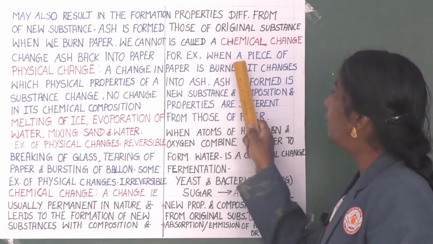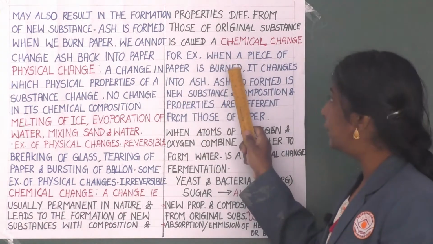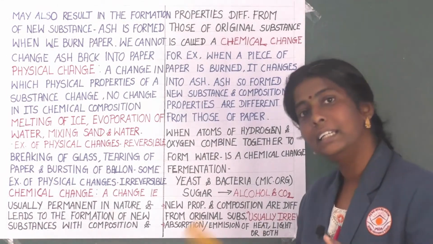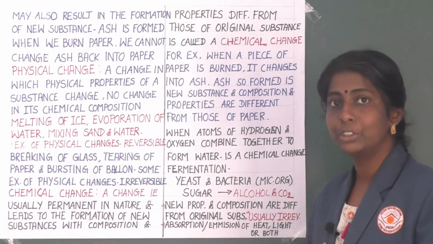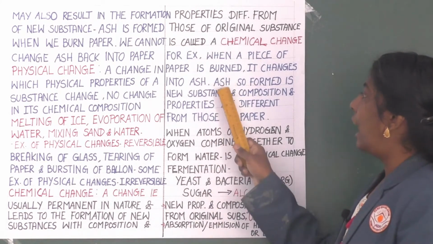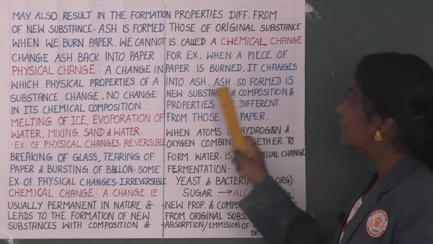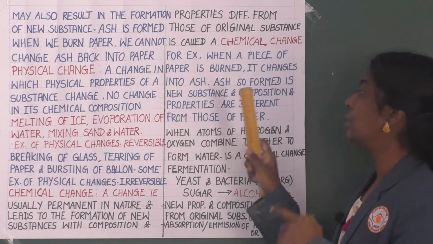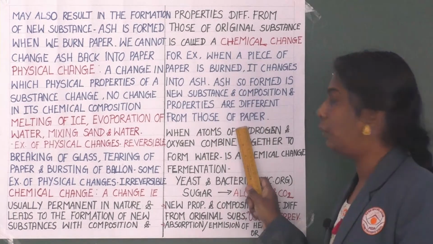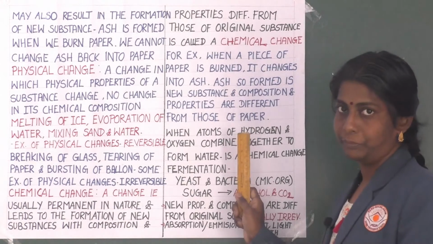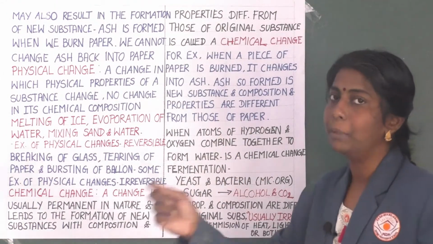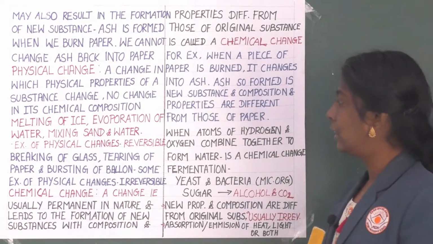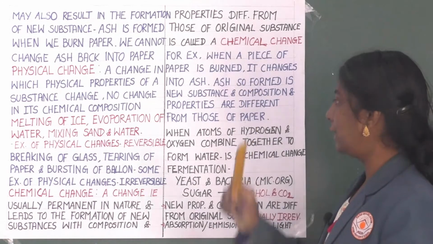For example, when a piece of paper is burnt, it changes into ash. So here the ash so formed is a new substance and the composition and the properties are different from those of the original one, of those of the paper, isn't it? Ash is different and paper is different. They have different composition and properties. So this is one example of chemical change.